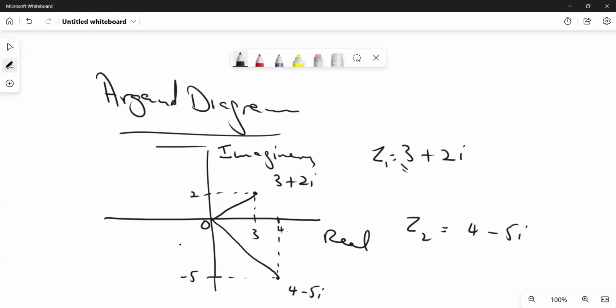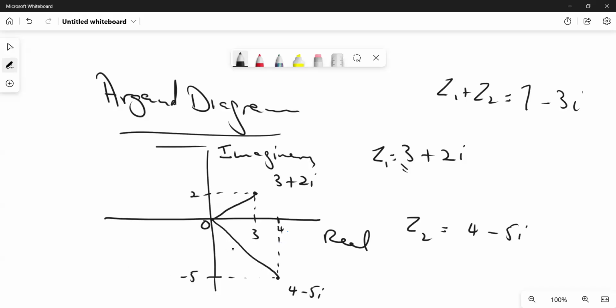You all did vectors in high school, right? You can actually add and subtract vectors. Sorry, you can add and subtract complex numbers, right? So watch, let's say you add these two, Z1 plus Z2. We'll get what? 3 and 4 is 7. 2 minus 5i is minus 3i, right?